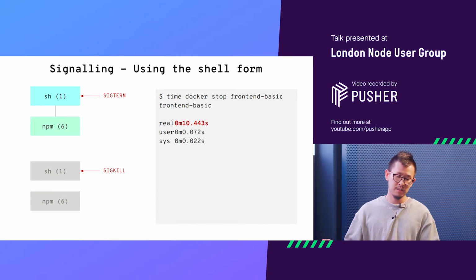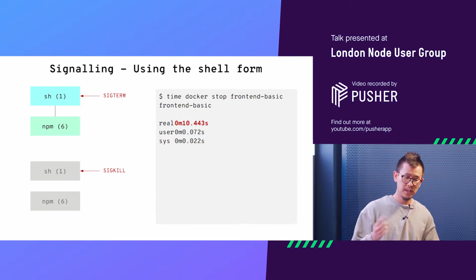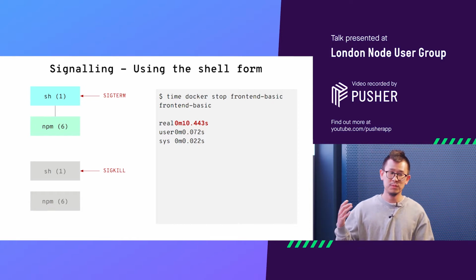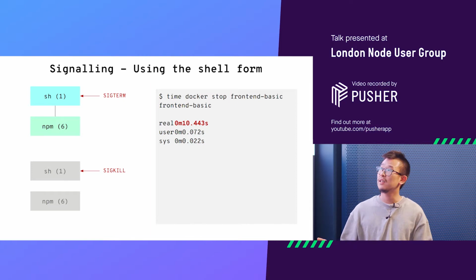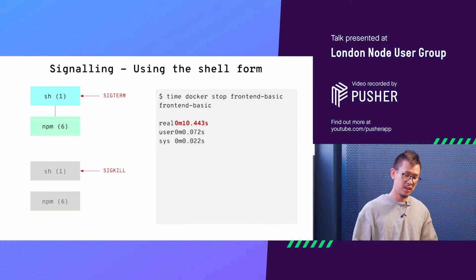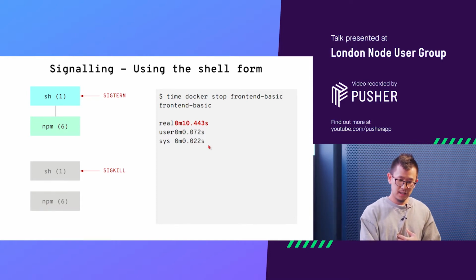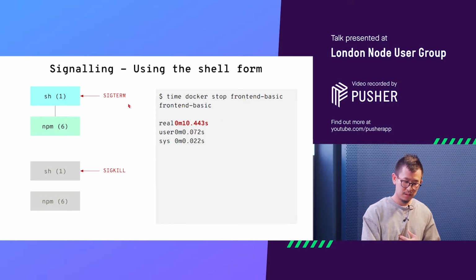So when we run docker stop, for example, what the Docker daemon does is it sends a SIGTERM signal to the PID 1 process, which is the shell. The thing is, the shell doesn't do anything. It doesn't propagate the signal onto the npm or the node process. It just sits there. So you can see here, if I try to run docker stop on this image that was built using our current Dockerfile with the shell form, it takes 10 seconds for it to shut down. That's because after it receives a SIGTERM signal, it just hangs there.